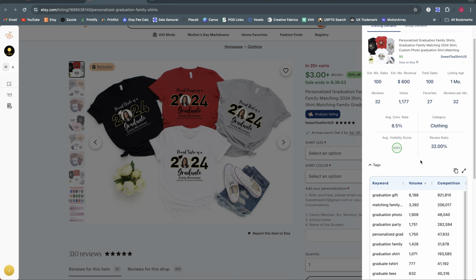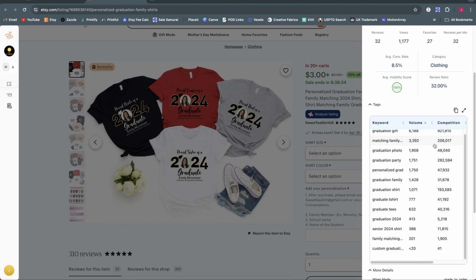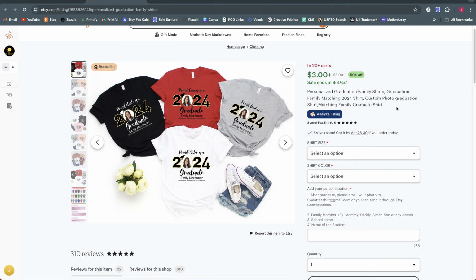Now let's take a look at the tags that the seller is using for this one here. We're probably gonna see some fairly high competition tags. Yep, we sure are. Graduation gift with 900,000. But if we start to look down the list here, we'll see some that are lower competition. We've got graduation family with a little bit lower competition, but very high search volume right now. We see graduation 2024 with very low competition right now. That'll increase, I'm sure, but that's quite low considering we're almost in the season. This one is already selling up to 100 times per month, and that will likely increase over the next couple of months.